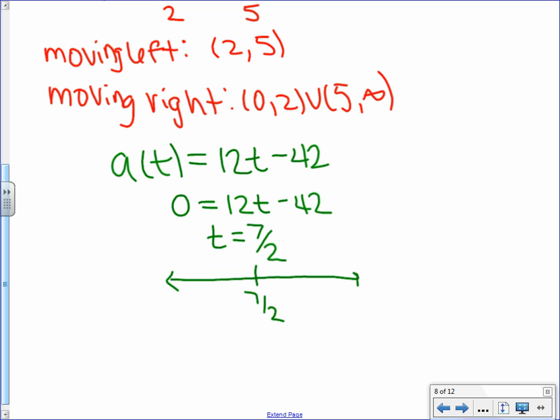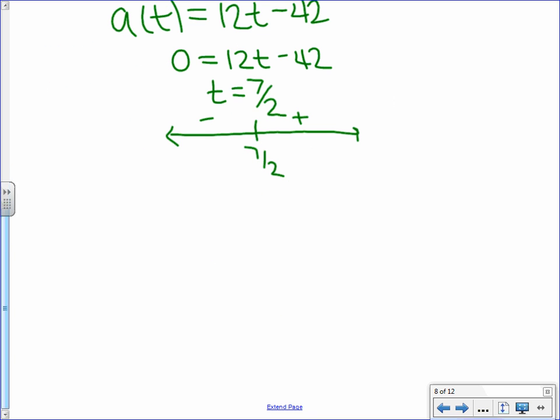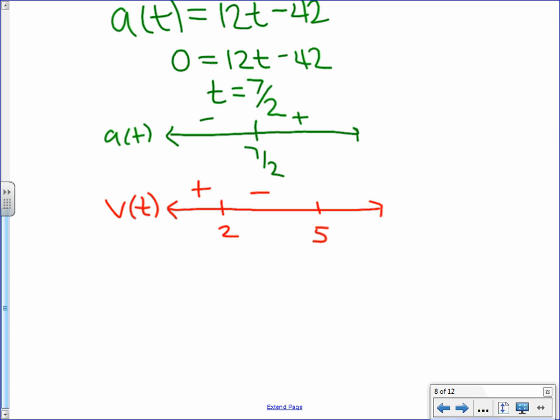So 7/2. What's happening to the left of 7/2 as far as acceleration goes? It's negative. To the right? Positive. So our sign chart has gone, I'm going to copy, this is our velocity. This is our acceleration. Our velocity sign chart, with 2 and 5, was positive, negative, positive.